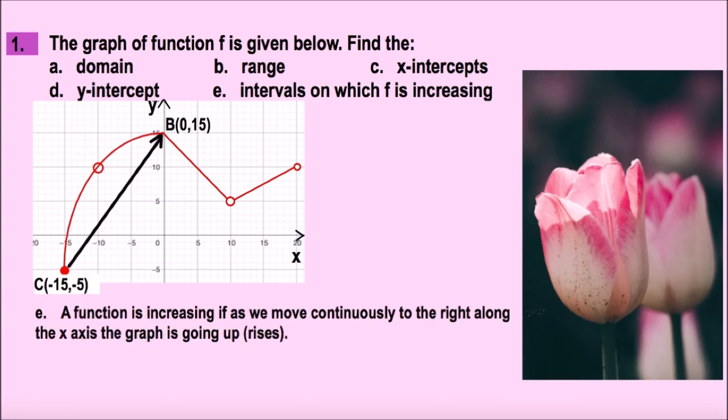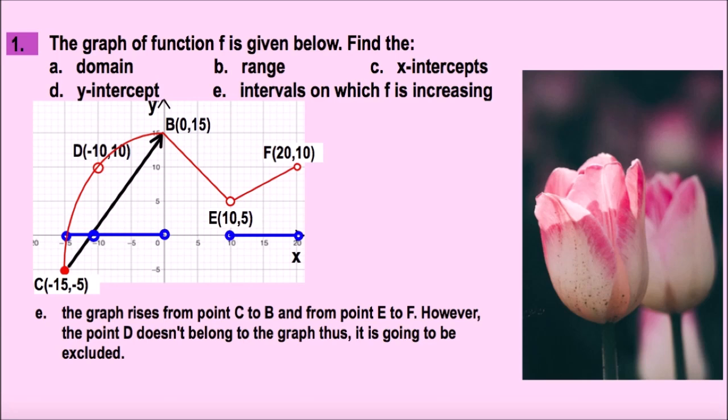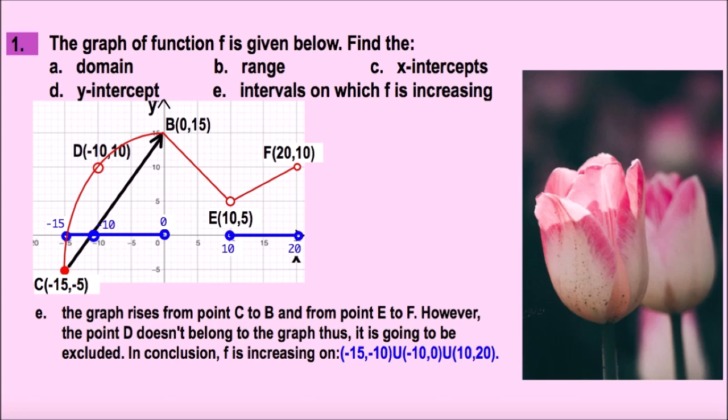E. Intervals on which f is increasing. A function is increasing if we move continuously to the right along the x-axis and the graph is going up. The graph rises from point C to B and from point E to F. However, the point D doesn't belong to the graph, thus it is going to be excluded. In conclusion, f is increasing on (-15, -10), united with (-10, 0), united with (10, 20).